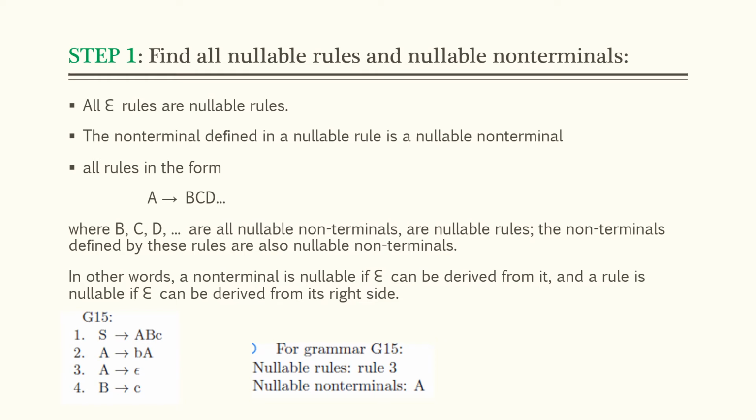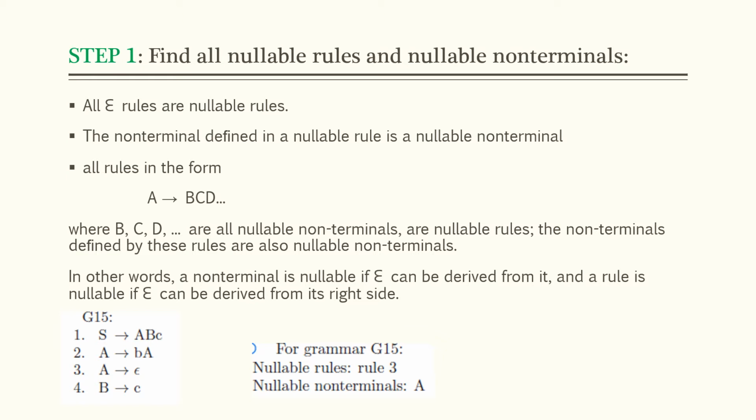Now we start with step 1. Step 1 is to find all nullable rules and nullable non-terminals. Nullable means null. A null value is actually an epsilon, and in this case we call it nullable. So all epsilon rules are nullable rules. The non-terminal defined in a nullable rule is a nullable non-terminal.